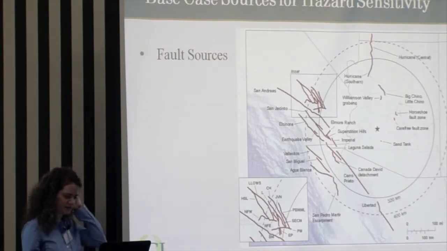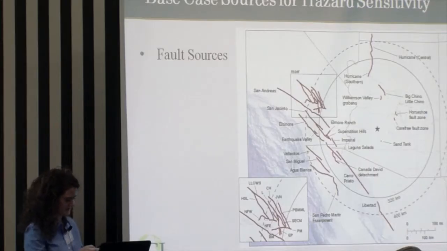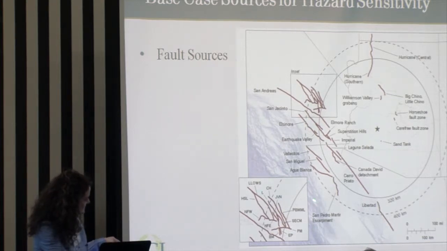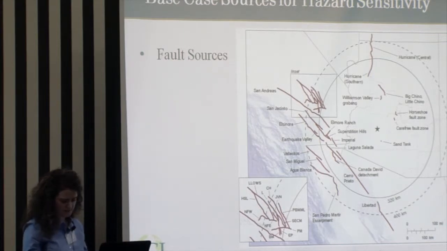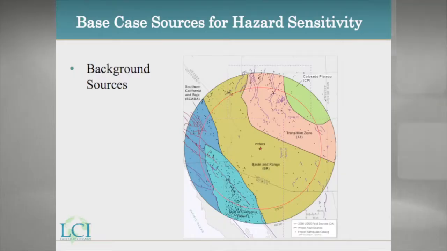Just to go over a little background, here's a map. This is the site of Palo Verde Nuclear Generating Station. This is a map of the faults that went into the base case for the hazard sensitivity. For the hazard, we're looking at up to 400 kilometers, and these are the major fault contributors to Palo Verde. The major contributor right here is Sierra Prado, and I'll be showing you results primarily for what Sierra Prado is responsible for. So for the base case hazard sensitivity, we had these faults, and then we also had background sources.